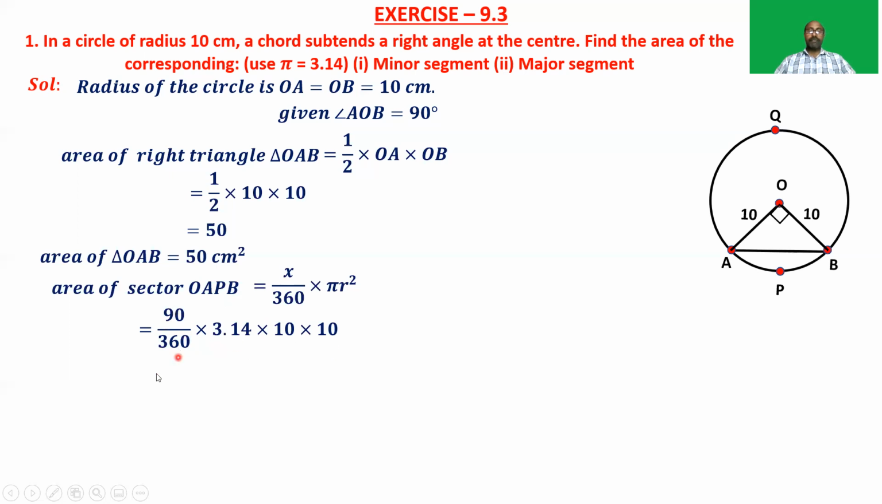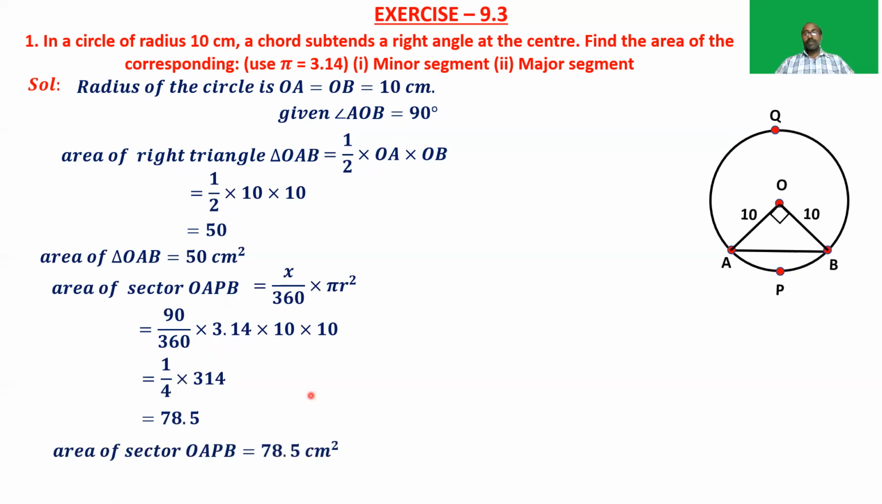So 90 by 360 is 1 by 4, and 3.14 into 10 into 10 is equal to 314. So this is equal to 1 by 4 into 314, which is equal to 78.5. So the area of sector OAPB is 78.5 centimeters square. So now we know that the area of segment APB is equal to area of sector OAPB minus area of triangle OAB. Okay. So in this way we can find the area of minor segment APB.